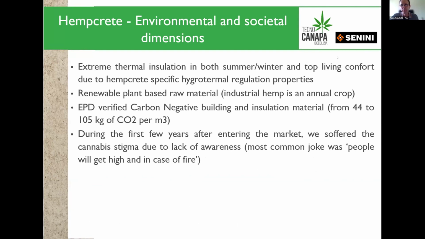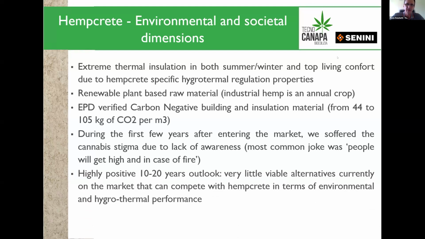During the first few years when we started as pioneers, we really suffered the cannabis stigma, and the major joke that we kept hearing was, yes, but what if the house goes on fire, so people will be high, which is unfortunately a stupid way of describing this material, because the toxic part of the cannabis is the flower and not the wooden core. But anyway, lack of awareness at the beginning forced people to joke about us, but now the situation has totally changed, and we see a very positive outlook for the next few years, because there are very few alternatives to insulating and building materials that can compete with hempcrete.